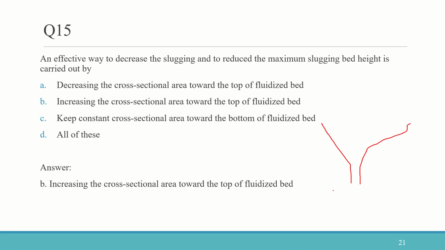What I mean to say is the design would be such a way that the bottom is constant and at the top it would be increasing. The cross-sectional area towards the top of the bed would be increasing, and there is some formula for it which you can find in the lecture notes. But the point to be noted over here is that an effective way to decrease the slugging and reduce the maximum slugging bed height is by increasing the cross-sectional area towards the top of the column. So option B is the right answer.